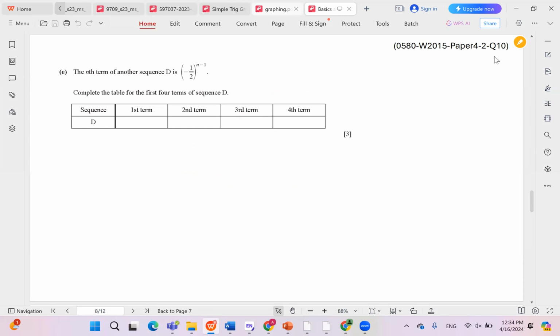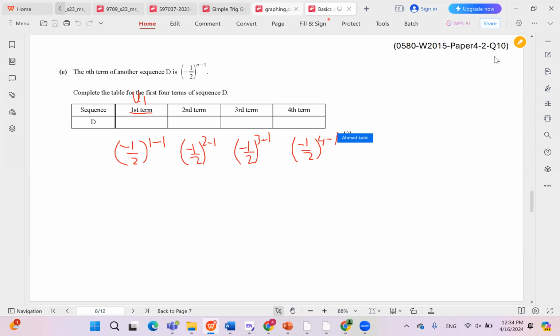So the first term is U1, and it is obtained by putting 1 instead of n in the equation. So let's rewrite the equation here. It's negative half to the power of 1 minus 1. Here it's going to be negative half to the power of 2 minus 1. This is going to be negative half to the power of 3 minus 1. And for the fourth term, it's going to be negative half to the power of 4 minus 1.